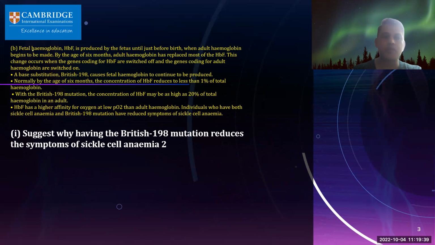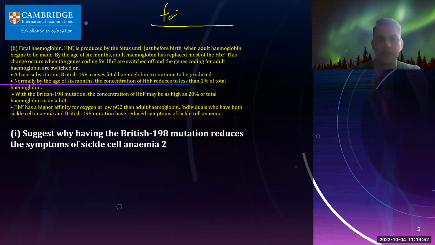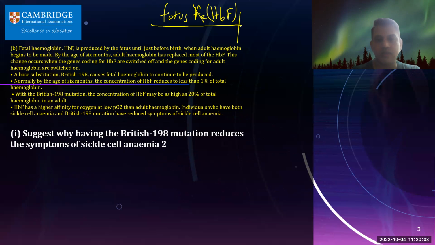Question number 2, the B part of the question. Fetal hemoglobin, hemoglobin F, is produced by the fetus until just before birth. Right? So usually the fetus has fetal hemoglobin, and after birth, it starts to produce adult hemoglobin. By the age of 6 months, adult hemoglobin has replaced most of the fetal hemoglobin.